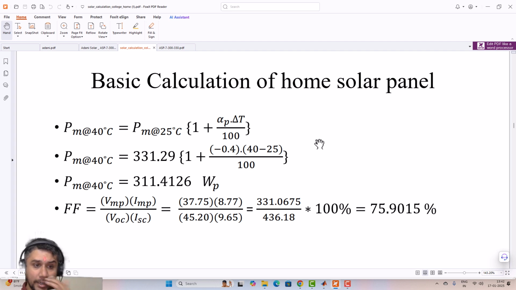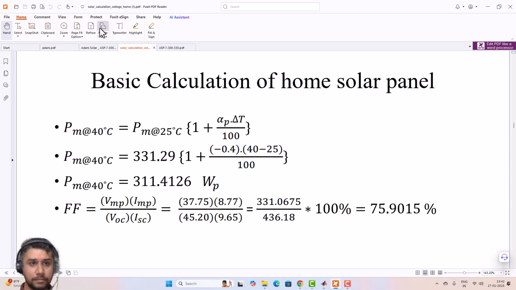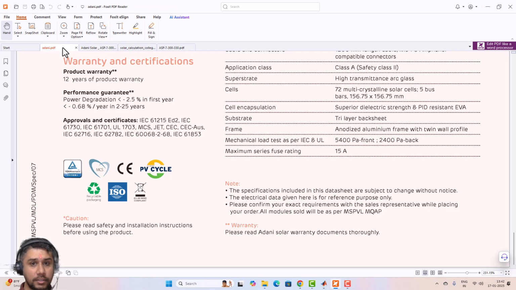Again, one important term that we have to calculate is fill factor. Fill factor is calculated with the help of VMP, IMP, VOC and ISC data. So it is 331.0675 divided by 436.18, so it is 75.90% as per the data sheet. Yes, as per the data sheet.